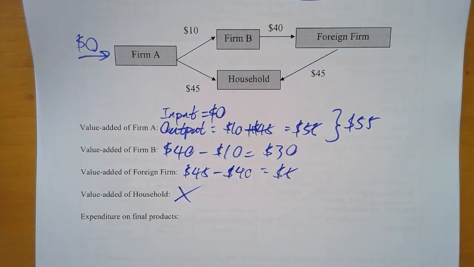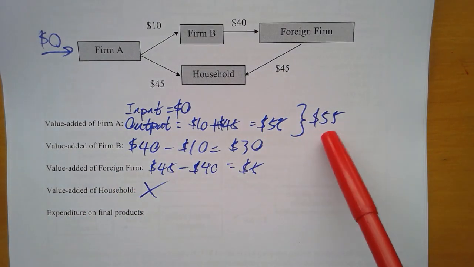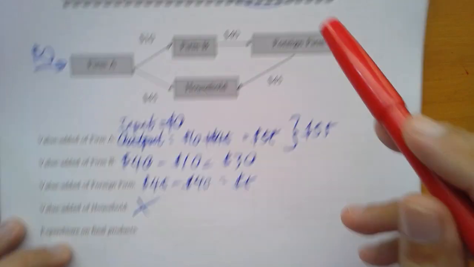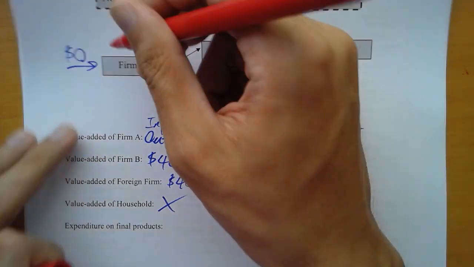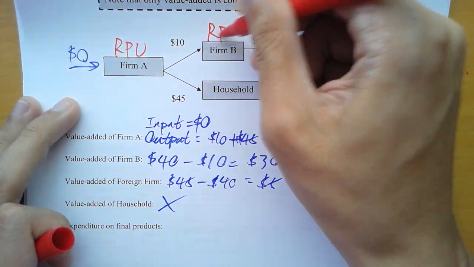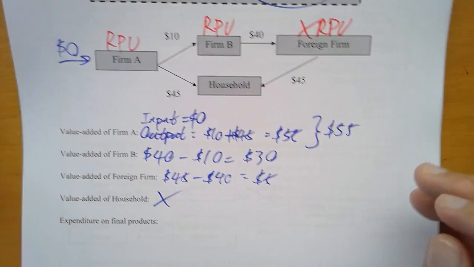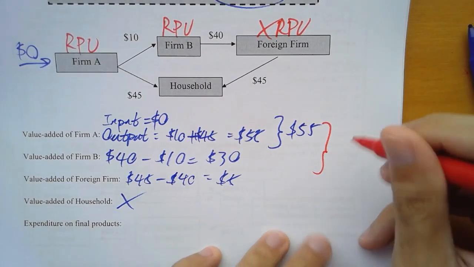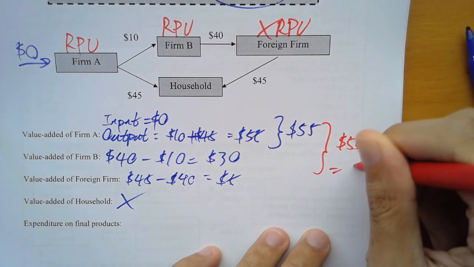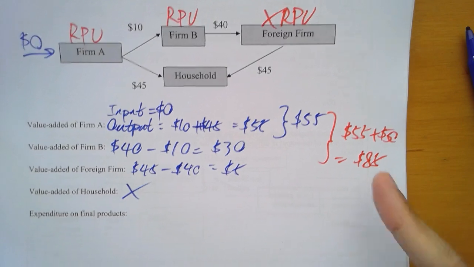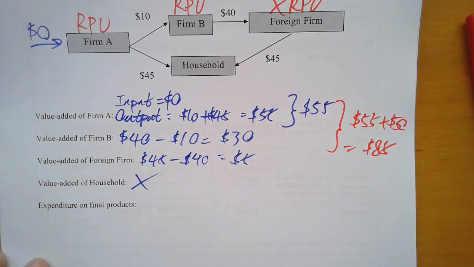Now, funny enough, when we do our approach, okay, our value-added approach, we do something like this. Now look at here. We only count the value added of RPUs only. Okay, now so here, this is RPU, this is RPU, this is not RPU, foreign firm. Okay, so we are not counting the $5. Okay, so value added approach, it should be 55 plus 30 equals to $85. In our case, the value added is $85. Okay, now so this is value added approach.